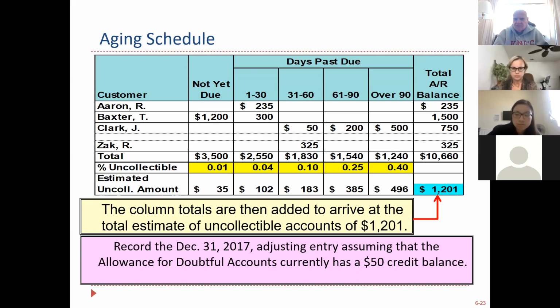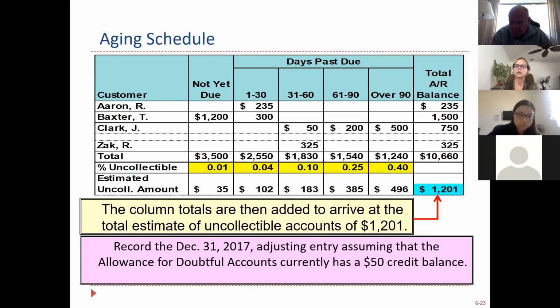False. Because that 1201 is not the bad debt expense. It is the balance we want in the allowance at the end of the month. You understand what I mean, Callie? That 1201, we want that to be the ending balance in the allowance.